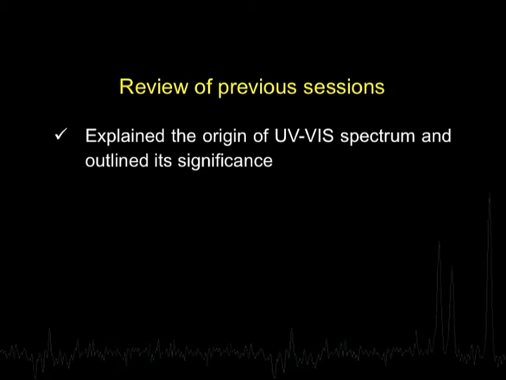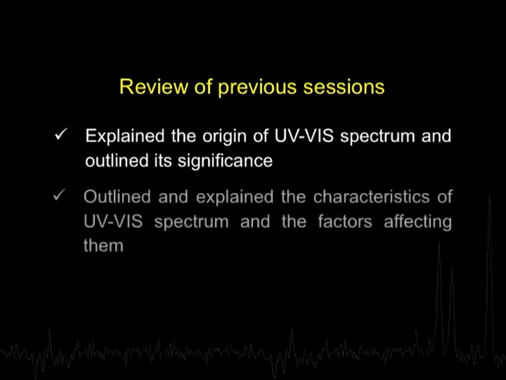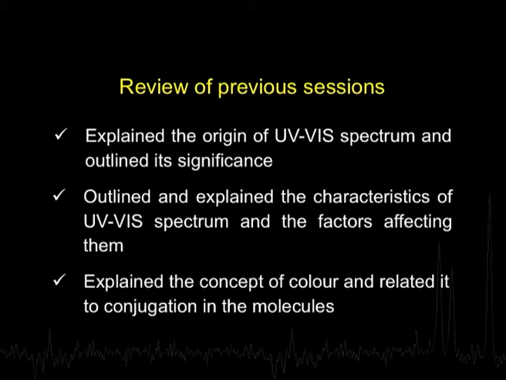Now, let's recall what we've done so far. We started by explaining the origin of the UV visible spectrum and outlined its significance. Thereafter, we outlined the characteristics of a UV visible spectrum, and the factors which affect them. That means the characteristics being the intensity, the position of the band and the width of the band, and the factors which affect them. And then in continuation, we took up the concept of color and related it to the conjugation in the molecule. It was done in a very elaborate way.